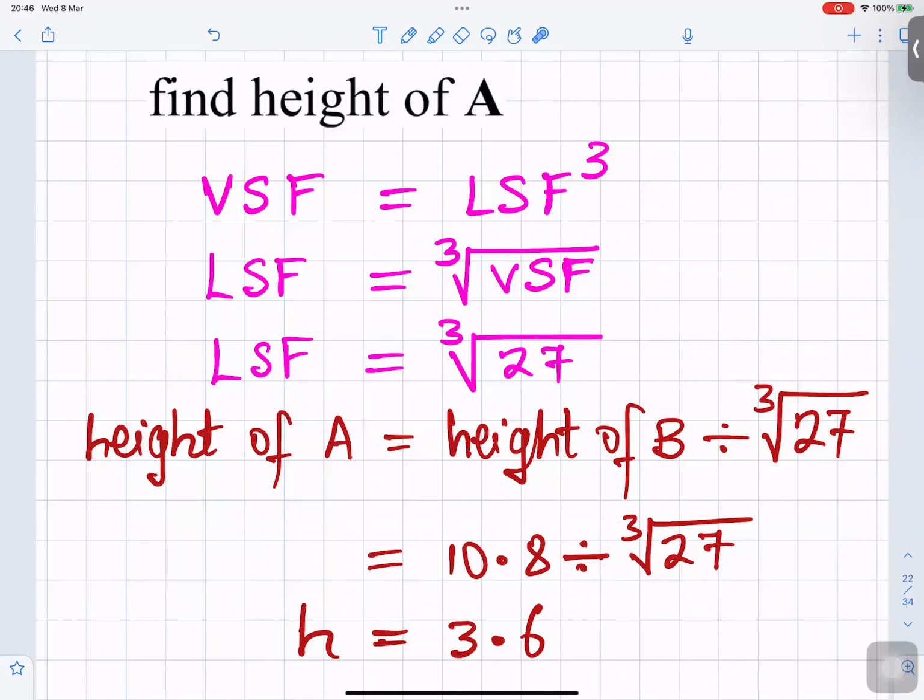So we know to find the height of A, the volume scale factor is the length scale factor cubed. The opposite of cube, the inverse of cube, is cube root. So the length scale factor is the cube root of the volume scale factor. What's the cube root of 27? What number do you multiply by itself to get 27? 3 times 3 times 3 is 27. So the cube root of 27 is 3. And then the height of A is given by the height of B divided by the cube root of 27. So 10.8 divided by the cube root of 27 gives you 3.6.